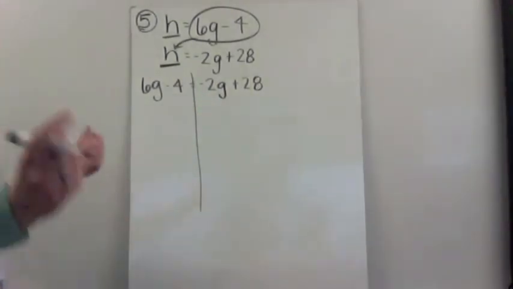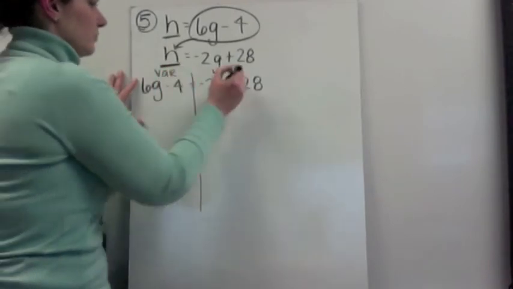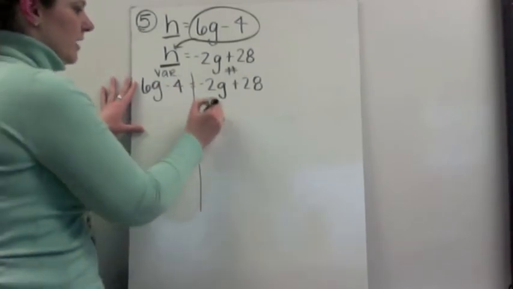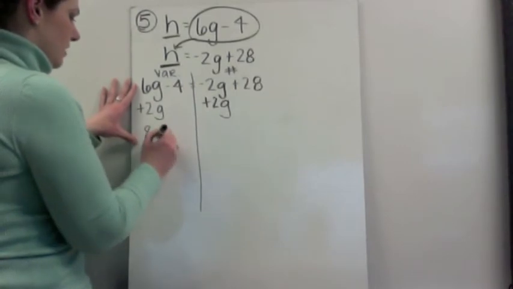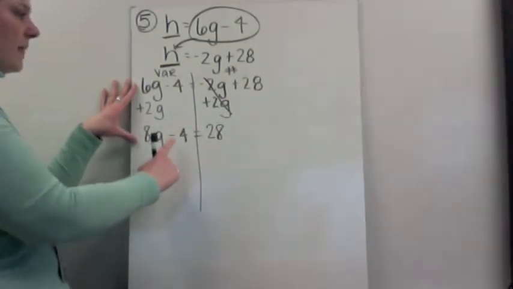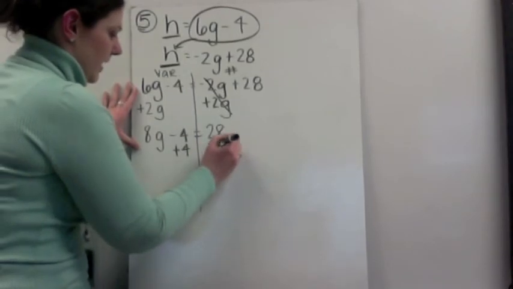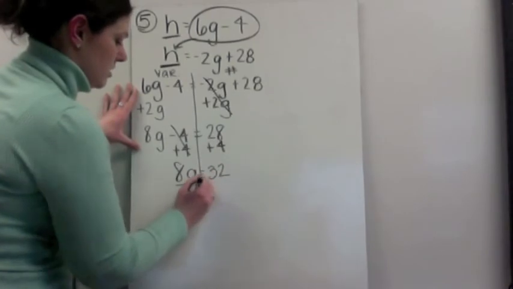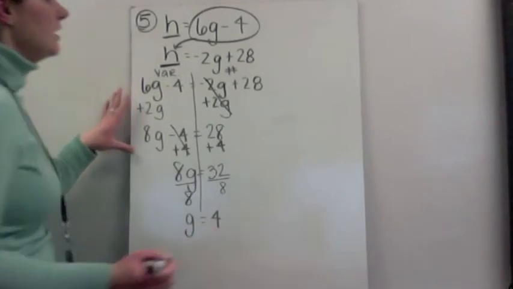This one's the one where we get to get our variables on one side, our numbers on the other. So if I make this my variable side, and this my number side, I've got to move that negative 2g over to my variable side. Since it's negative 2g, I have to add 2g to both sides. So 8g minus 4 equals 28. And I've got to move my negative 4 to my number side, so I have to add 4 to both sides. So 8g equals 32. Dividing both sides by 8, I know that g equals 4.